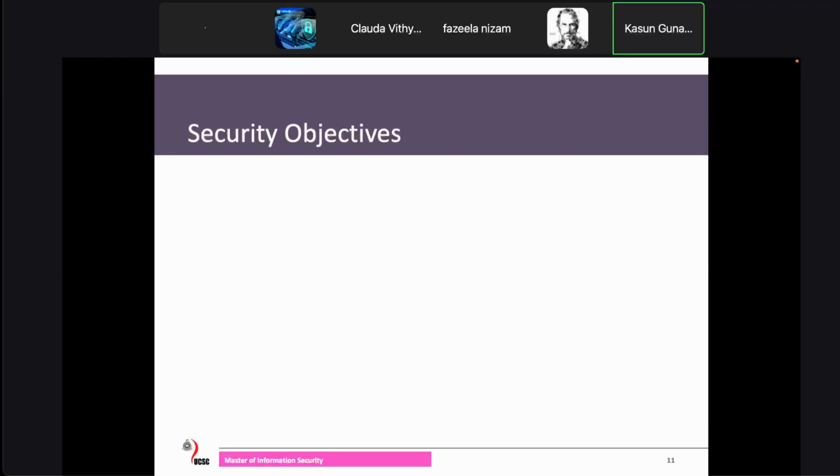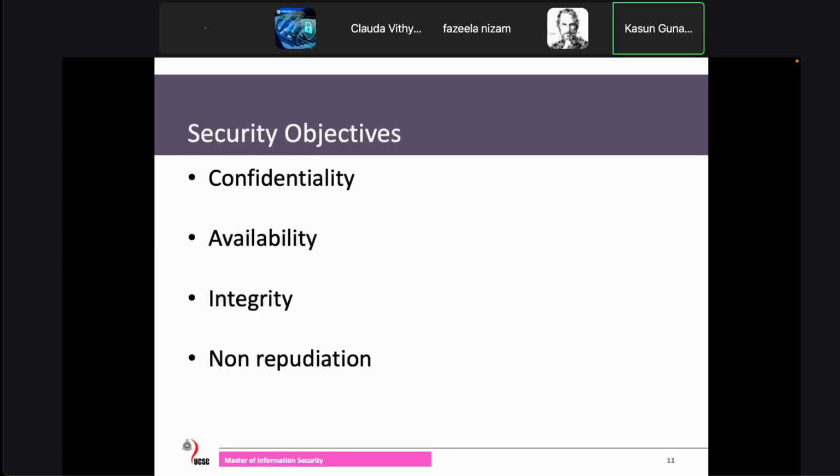You know that in any information security requirement, we may look at several objectives in information security. You may have already heard this, right? Security objectives in any context. So those are basically confidentiality, availability, integrity, and sometimes we highlight non-repudiation as well.